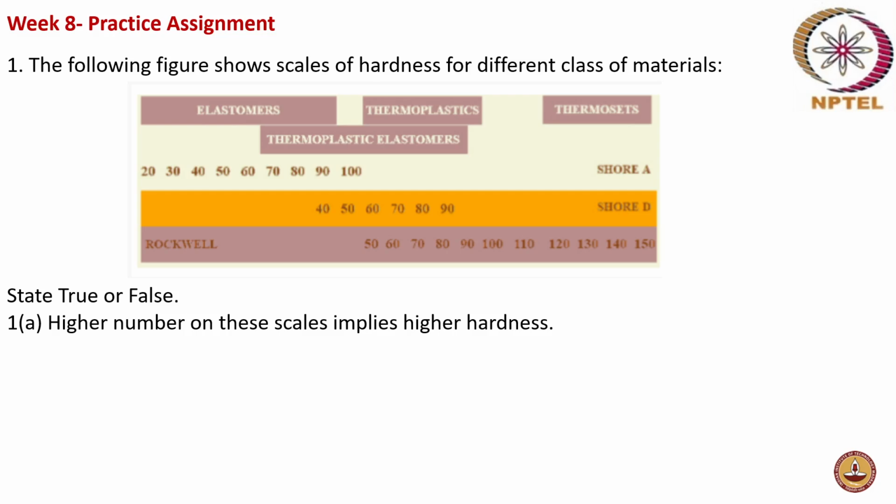So higher numbers on the scales mean higher hardness. It's a true statement. If the value is 90 or 100, for example, in a Shore scale, it means that particular type of material has a higher hardness.